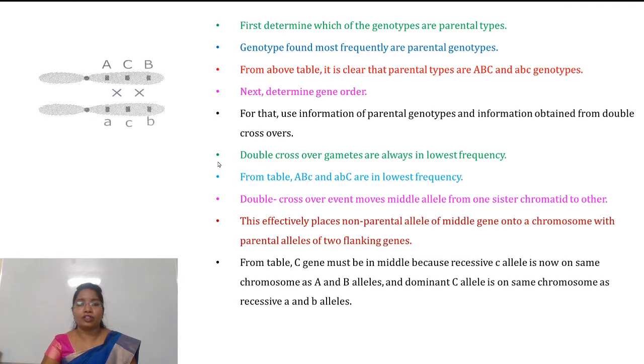So for the calculation of gene order, first determine which genotypes are the parental. The genotypes found most frequently are the parental, and from the data it is clear that dominant ABC and recessive abc are the parental genotypes. Now we have to determine the gene order, and for that we should use the data of the parental genotypes and the crossover products. The double crossover gametes are always present with the lowest frequency. So from the table we know that capital A, capital B and small c, and small a, small b and capital C are with the lowest frequency.